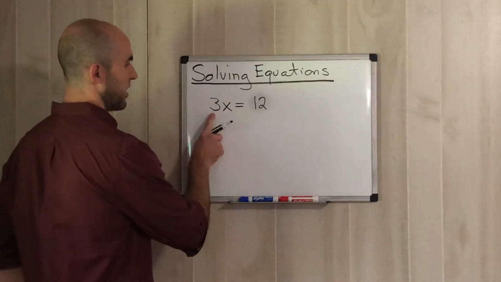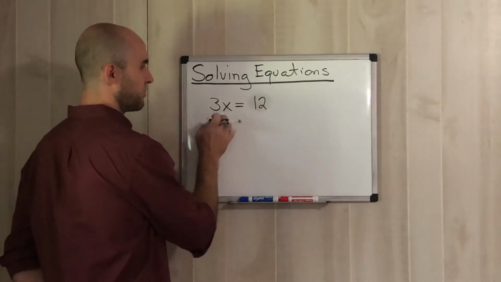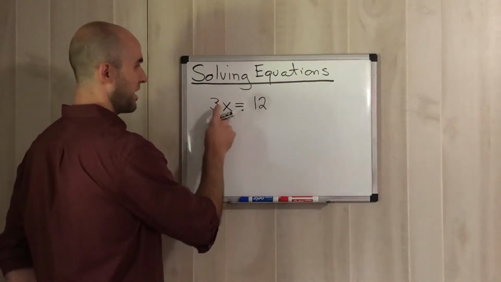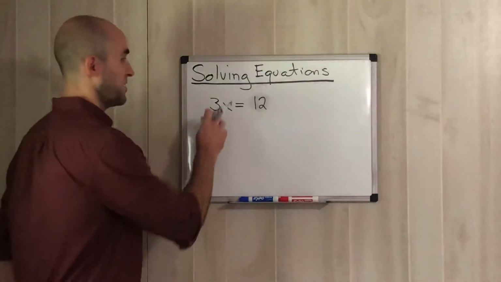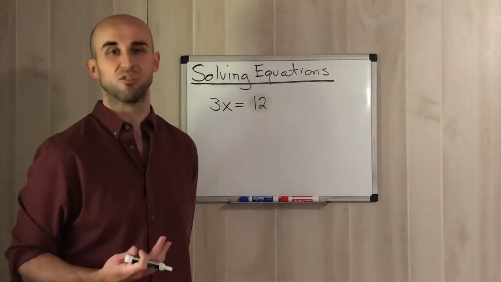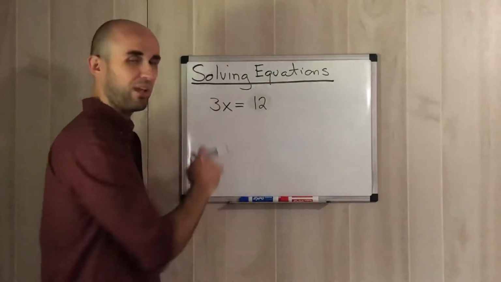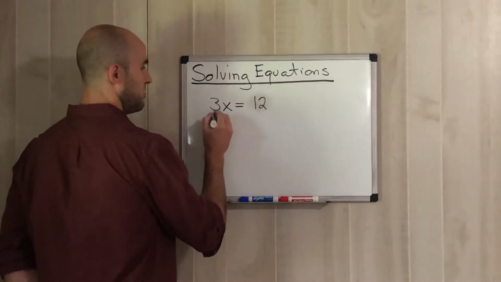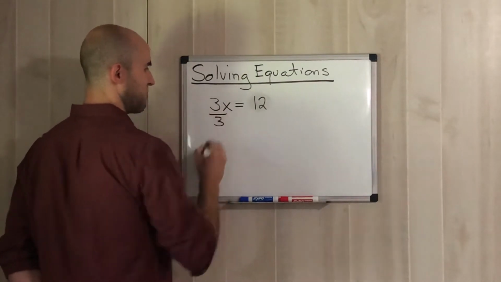Whenever we have a number next to a variable without any sign in between, since it's literally 3x with nothing in between, that's always multiplication, always. If there was a plus sign in between, that'd be addition. But since there's nothing in between, it's just 3x, that's multiplication. And the opposite of multiplication is division. So we're going to divide this by 3.